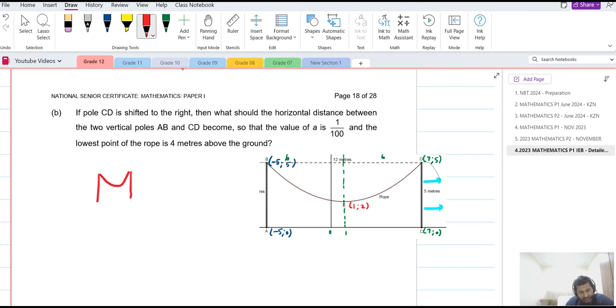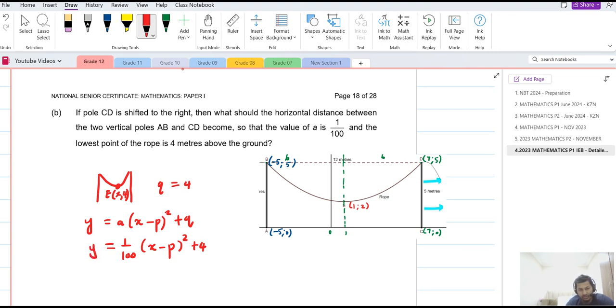remember, is 4 meters off the ground. The coordinates of E is now some x value and is 4 meters above the ground. So we know the value of q is 4. If you write down y equals a into (x minus p) all squared plus q, we know the value of a is 1 over 100, (x minus p) all squared plus q is 4, and that is y. And what coordinate can we choose? We need to choose a coordinate such that it lies on this graph.